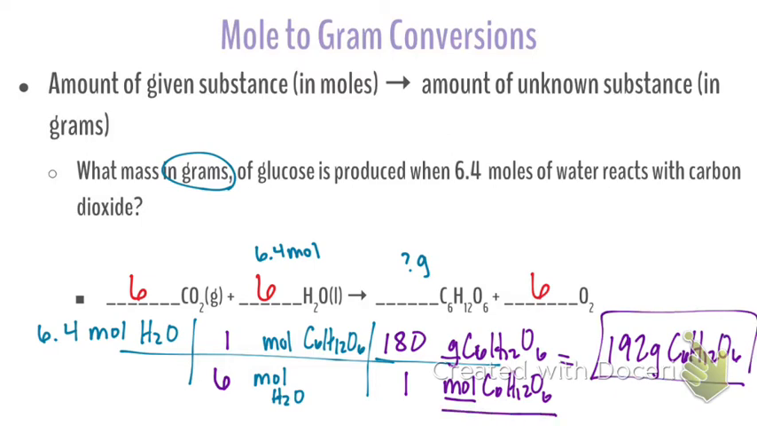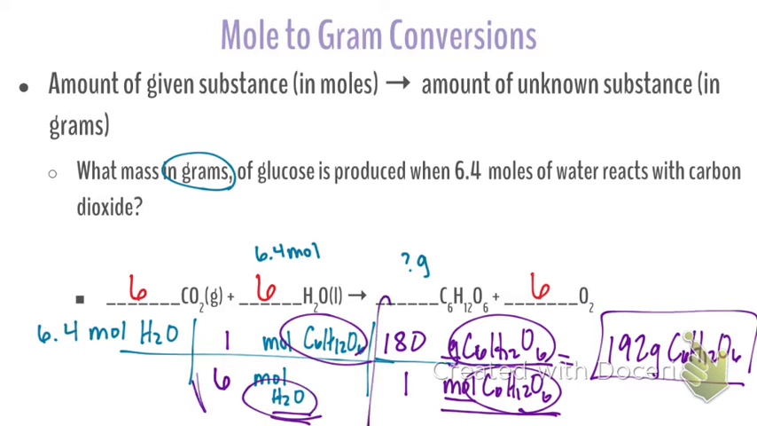I can go moles to grams as long as they're the same compound. I could not go moles of water to grams of glucose, right? Because those would be 2 different compounds. The only time I can have 2 different compounds in the same column of my chart, it has to be mole to mole. Okay, does that kind of make sense? Yeah. Okay, so I can go mole to gram, but they have to be of the same compound.